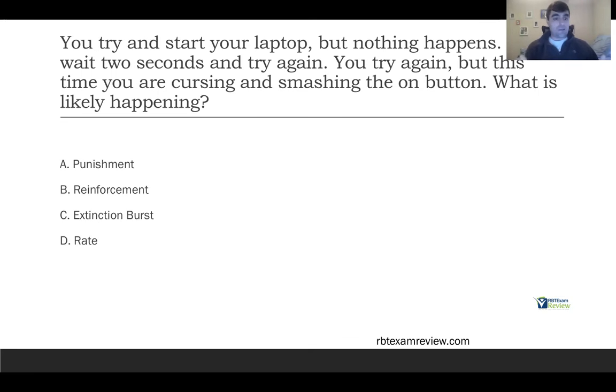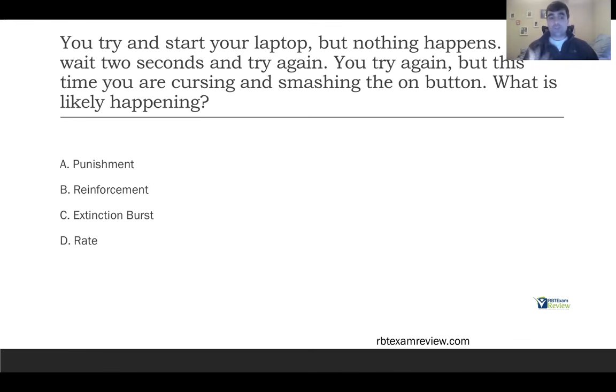And we get really aggravated. We get really frustrated. We start pounding the on button. We're cursing. We're trying everything and trying harder to get this thing to turn on. Now, what is likely happening here? So think about it. What normally happens? Open your laptop, it turns on, you receive reinforcement. What happened this time? No reinforcement. So extinction is definitely happening. What is the second part though?